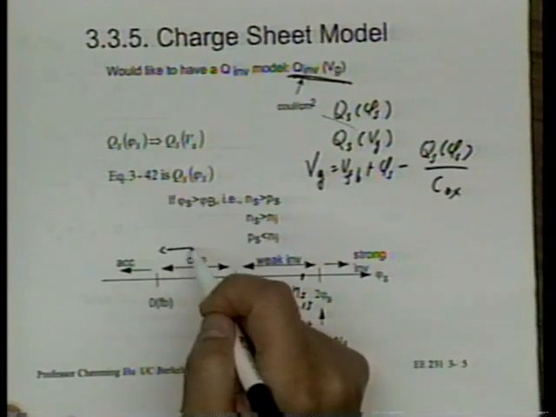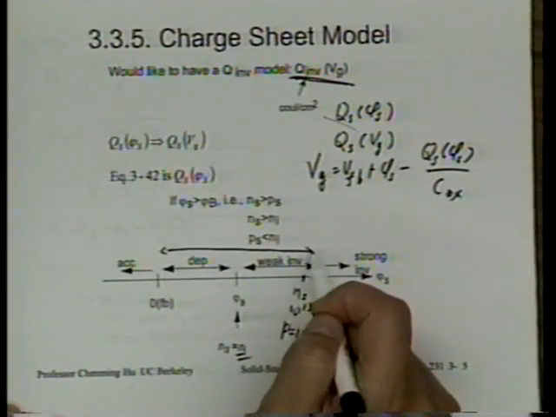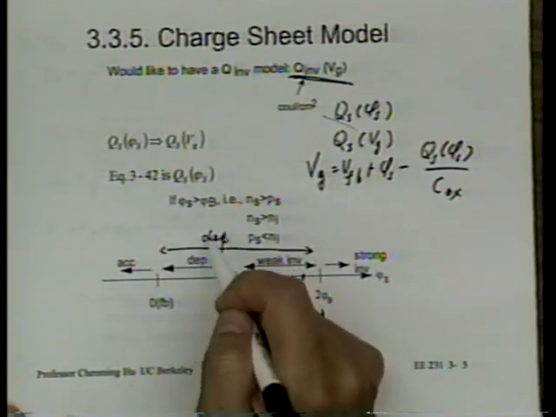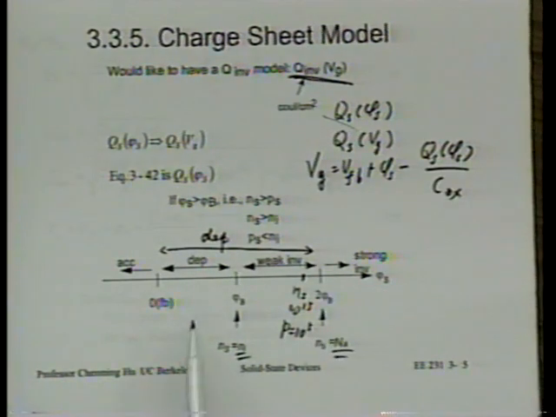Many times it's still useful to think this whole thing is the depletion region. There's nothing wrong with that, so just be flexible. Depletion region usually still refers to what I drew with this longer arrow. However, it's very often useful to talk about this as the weak inversion region. Okay, it's weak. Useful to talk about that.